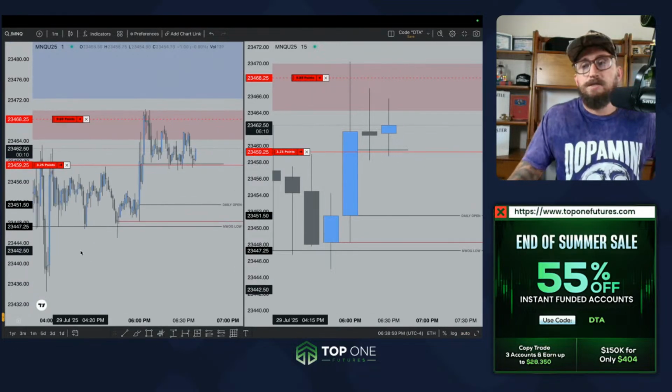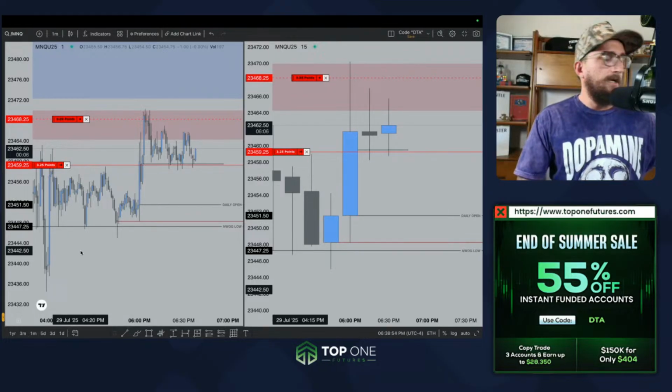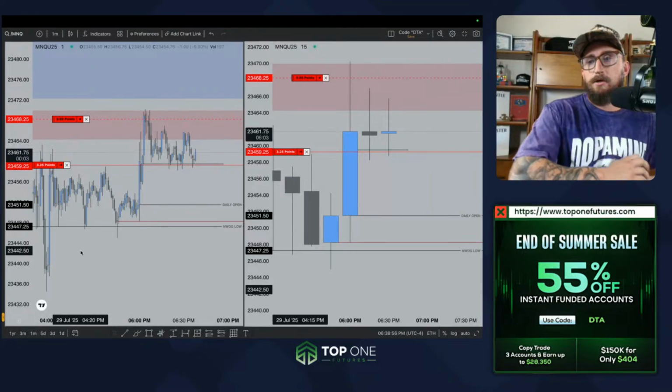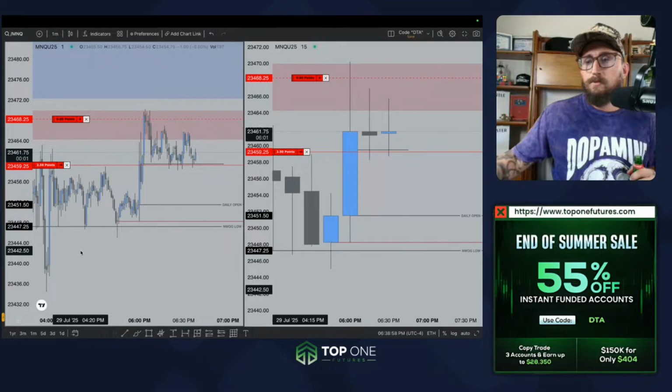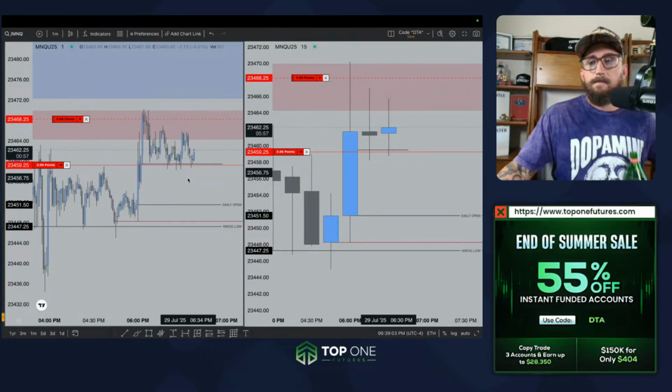Very stubborn at this price. Sometimes you'll notice that it'll be very stubborn at your entry price, and that just goes to show these are areas that are relevant. Price wouldn't stick around my entry price if it wasn't something significant.